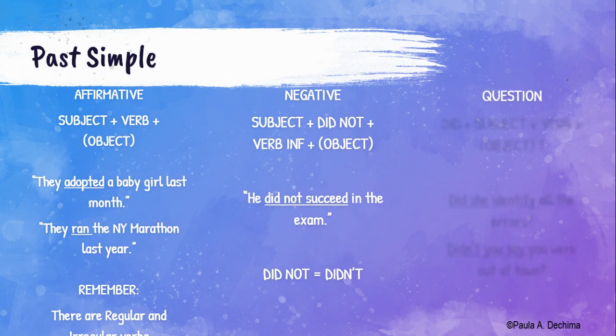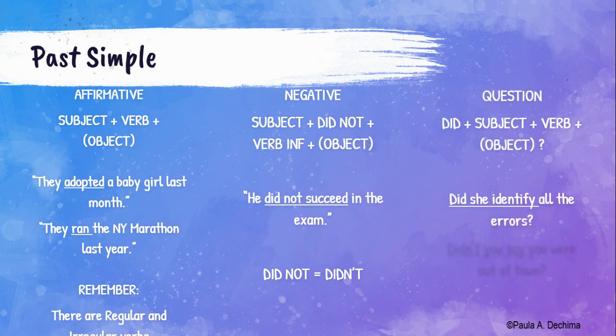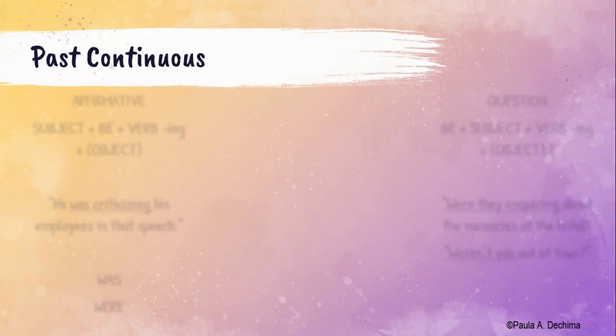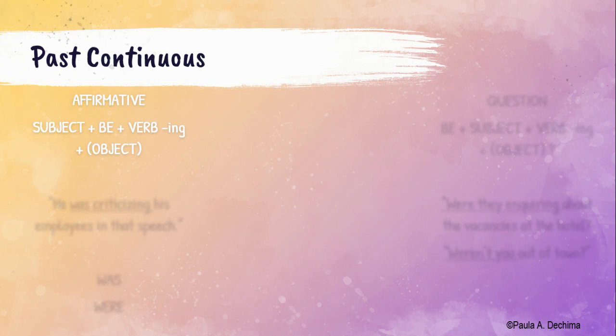To form a question, we need did plus subject plus verb and in some cases an object. Did she identify all the errors? Didn't you say you were out of town? To form the past continuous in an affirmative sentence, we need a subject plus the verb to be in the past tense plus the main verb in the ing form and in some cases an object.